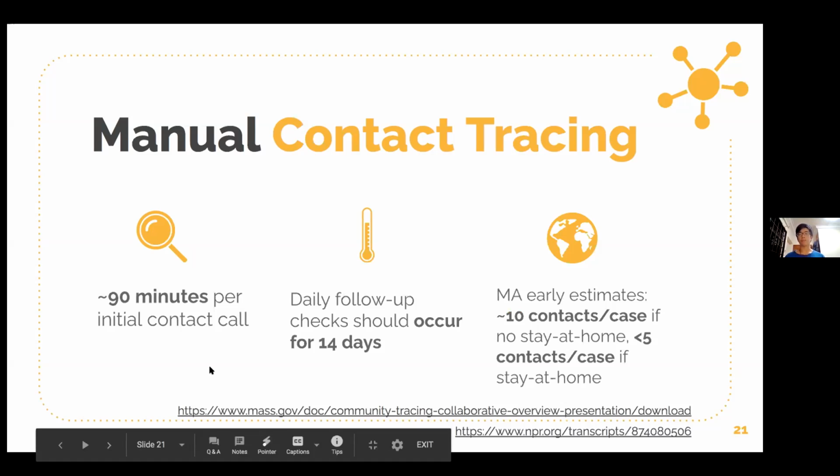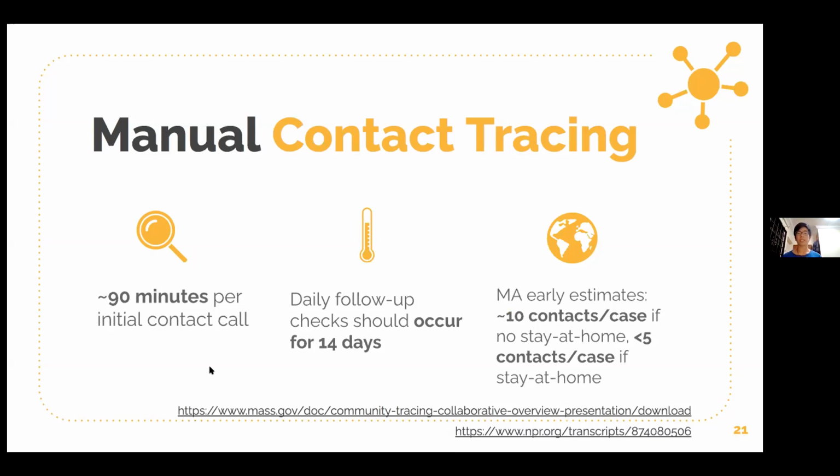And in this slide, we're just providing you some statistics. It takes about 90 minutes per initial contact call. Again, as I mentioned, daily follow-up checks should occur for 14 days. And Massachusetts estimates that usually, in a case where there's no stay-at-home order, they might have to reach about 10 daily contacts per case, or fewer than 5 if there's a stay-at-home mandate. And this really makes a huge difference in how much it taxes the contact tracing infrastructure that's put into place.